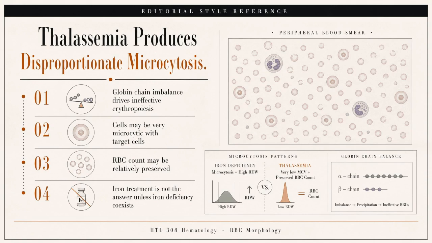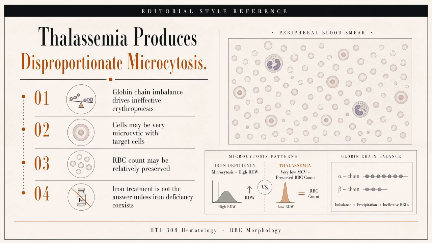The red blood cell count might be relatively preserved, even increased, despite the very small cells. We call this disproportionate microcytosis. It's a critical distinction because giving iron to a patient with thalassemia, unless they also have iron deficiency, is not appropriate. This is a great example of how morphology guides further testing and helps us avoid misdiagnosis.